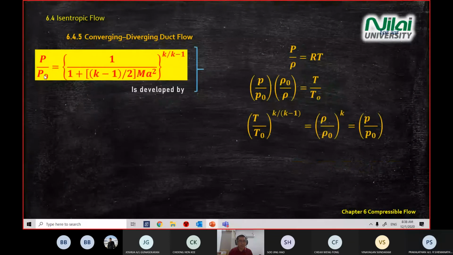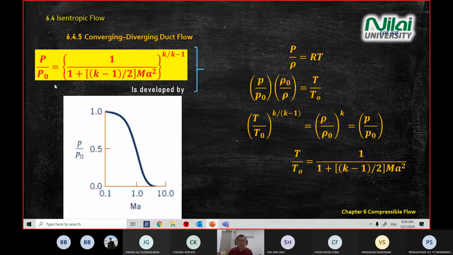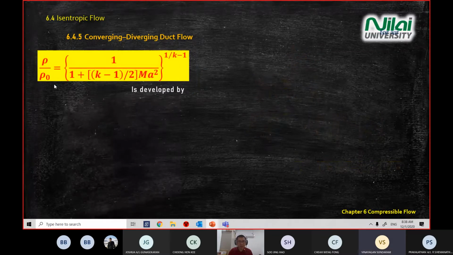P divided by P0. As long as you see P0, you see the subscript 0, and 0 means stagnation. Stagnation means it doesn't move. The velocity is equal to 0 at that point. We use these three when we have a compressible scenario.